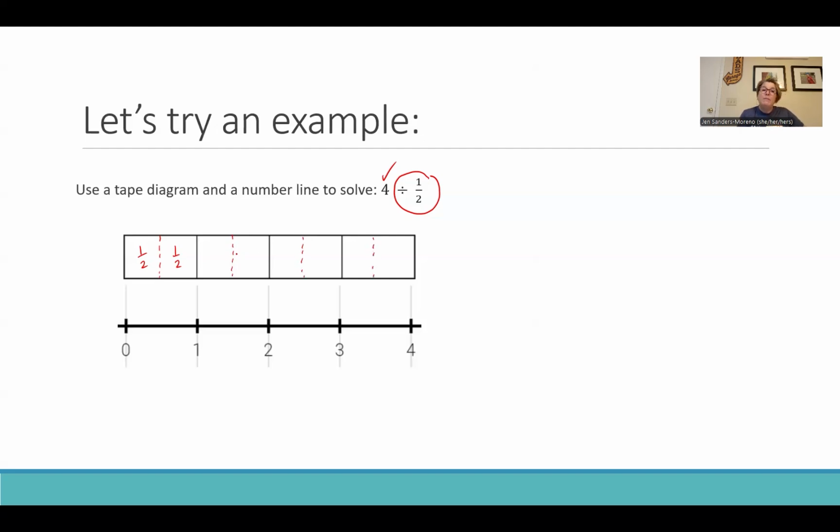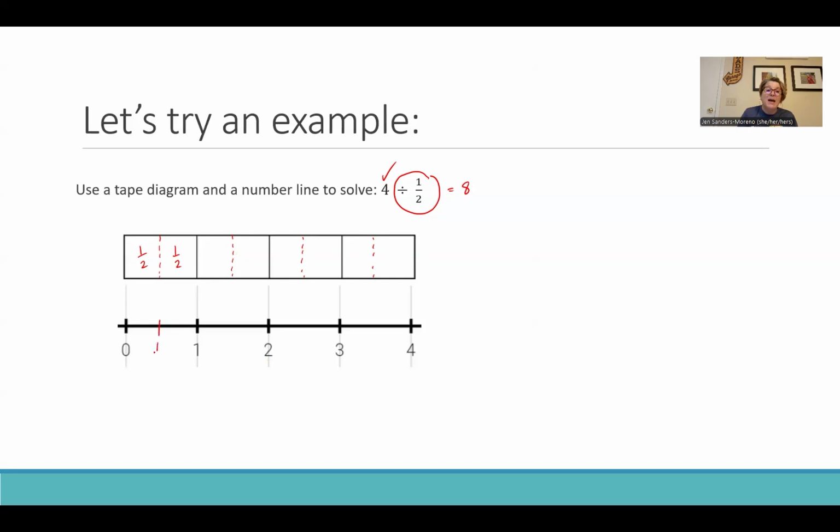Now we can have them mark all of them, or, these are fifth graders. Maybe they're like, oh, I don't need to write them all. I get it. These are all halves. Okay, great. So if we ask our students to count them, they're going to get eight halves. So four divided by a half is eight.